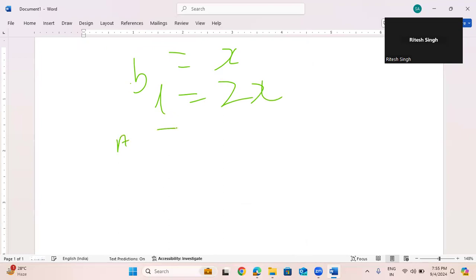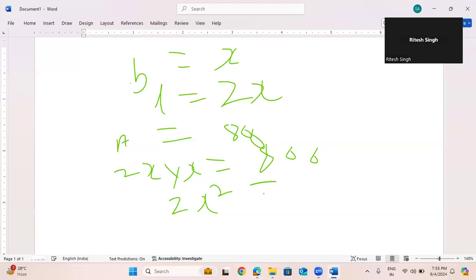What is it saying? Length is double the breadth. So suppose the breadth is x, and the length is double, so the length is 2x. Now it is saying the area is equal to 800 meter square. So the area will be what? Area of a rectangle is length into breadth. Length is 2x into breadth x is equal to 800, right? So now 2x into x, 2x square is equal to 800. Now, this is a very simple equation.